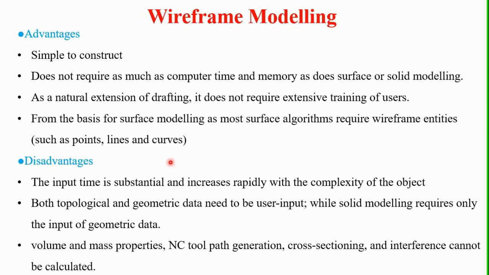Then both topological and geometric data need to be user input. While in the case of solid modeling, it requires only geometrical data input, in the case of wireframe modeling, both topological and geometrical data are needed. Then volume and mass properties, NC tool path generation, cross sectioning of the object, and interference of the object cannot be calculated, or are not possible with this wireframe modeling. This is also one of the drawbacks of wireframe modeling.